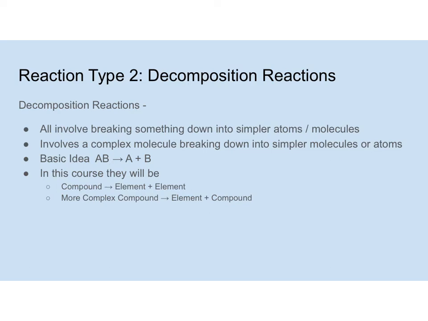So it involves taking a complex molecule. We're going to take a complex molecule, and we're going to break it down into simpler molecules or atoms. We're basically going to do the reverse of a synthesis reaction. And if you look at the basic idea, it is the reverse. You're taking something like AB, and then you're going to break it into two pieces, A plus B.